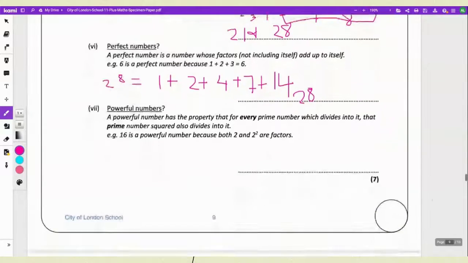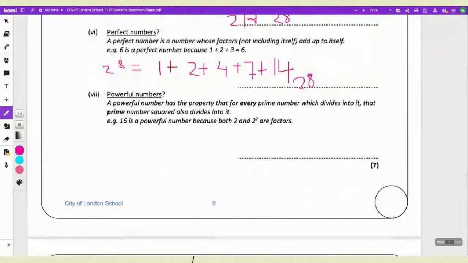So I found 28. And next one they are saying that a powerful number has the property that for every prime number which divides into it, that prime number squared also divides into it. So which do you think it would be? It will be 25 or 27. That's your answer for this one.